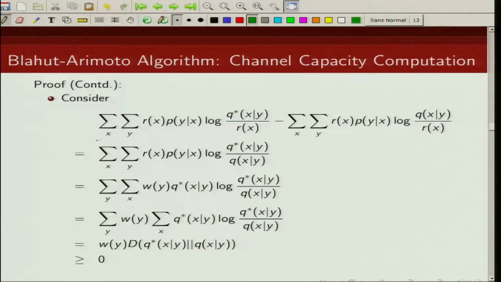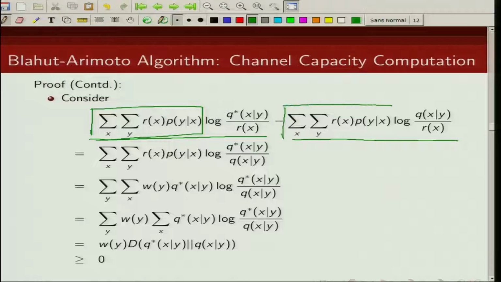So what we are going to show is this function evaluated at q star minus this function evaluated at q. Now if we take this common term out, we get log of q star x given y divided by r of x minus log of q of x given y divided by r of x. So this can be written as log of q star x given y by q of x given y. Now we just now showed that this term is nothing but wy times q star. So if we plug in that value here, we get this expression.